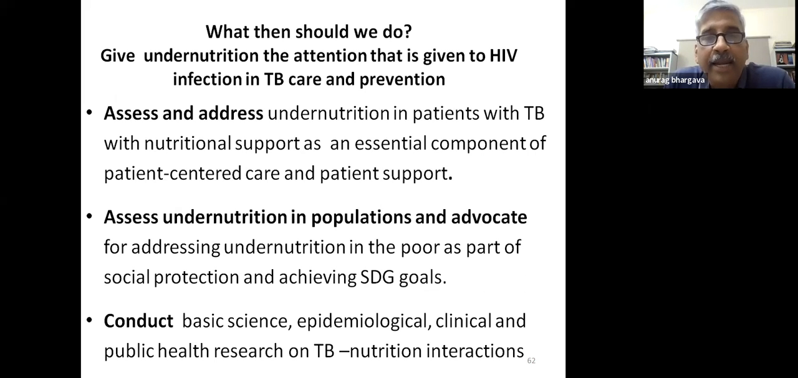So I will end this presentation by saying, what then should we do? I think overall, the one message is give undernutrition the same attention that is given to HIV infection in TB care and prevention. When we talk of patients, everybody is tested for HIV co-infection. Everybody should undergo a nutritional assessment as well. And like for ART, there should be a provision of nutrition support. And at the population level, unless we reduce the numbers of people with HIV infection, TB will not be controlled in sub-Saharan Africa. The same goes for TB and undernutrition in South Asia.